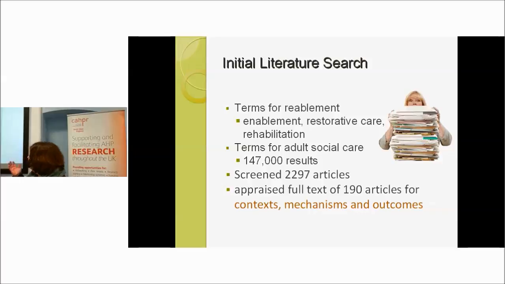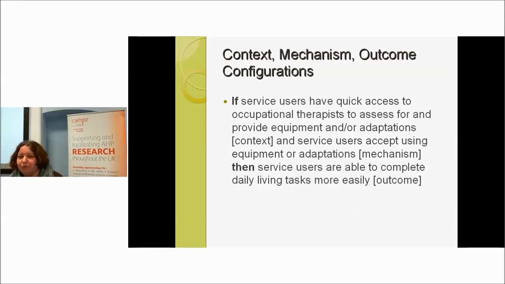So there's me. I would say I used to be blonde, but I didn't. So after screening quite a lot of articles and appraising them, I was looking for those context mechanisms and outcomes, and they call it a configuration of those. So I've given an example. If service users have quick access to OTs to assess for and provide equipment and adaptations, that's the context, and service users accept those equipment or adaptations, the mechanism, then service users are able to complete daily tasks more easily, and that's the outcome. So I'm looking for how these things meet together.